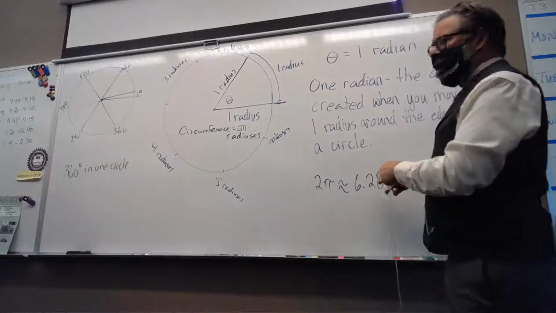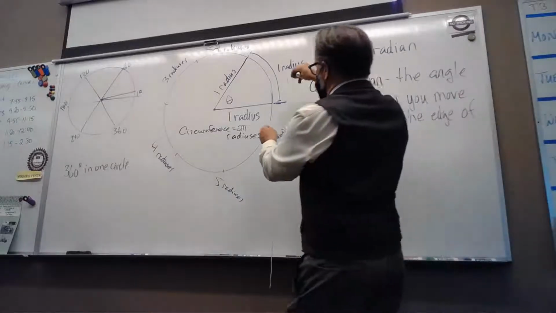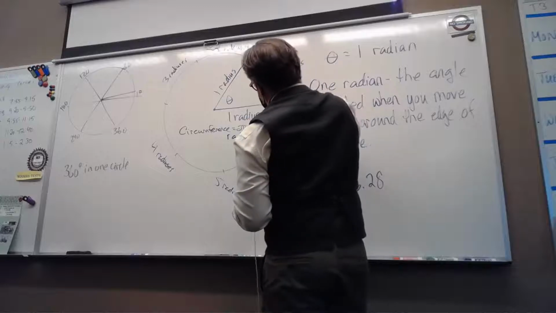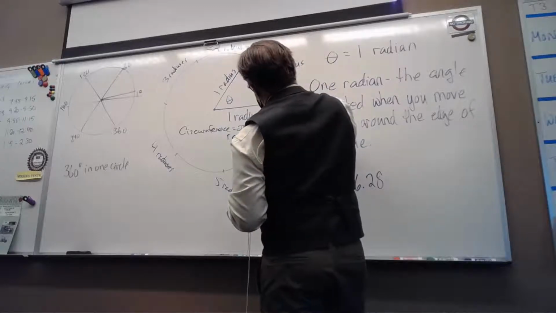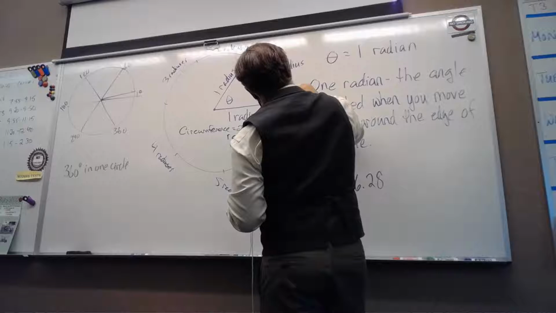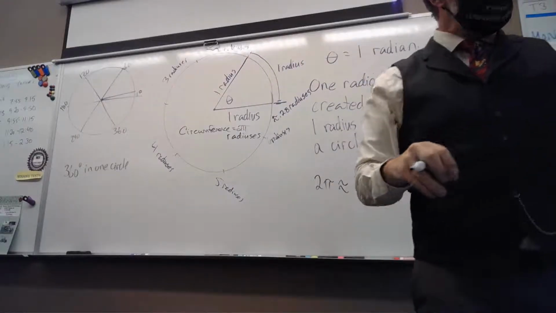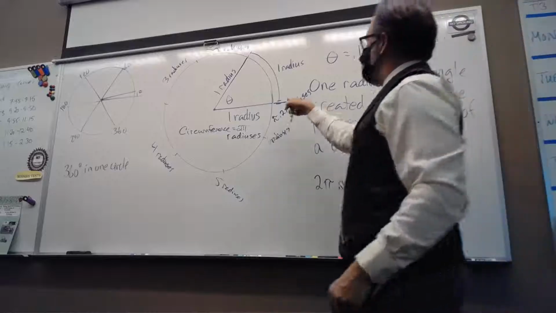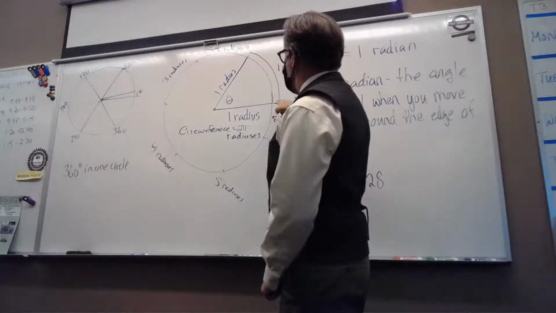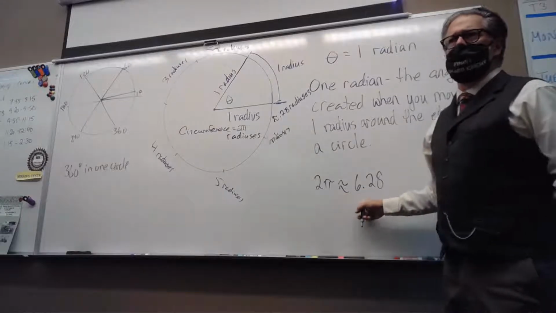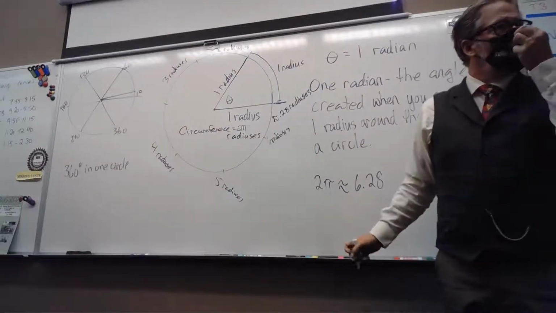0.28, about a third of another radius. So obviously I haven't been super accurate here, but there is about 0.28 radiuses. Agreed? Because the whole thing, from here all the way around the edge, has to be 2 pi radiuses, or about 6.28 radiuses.